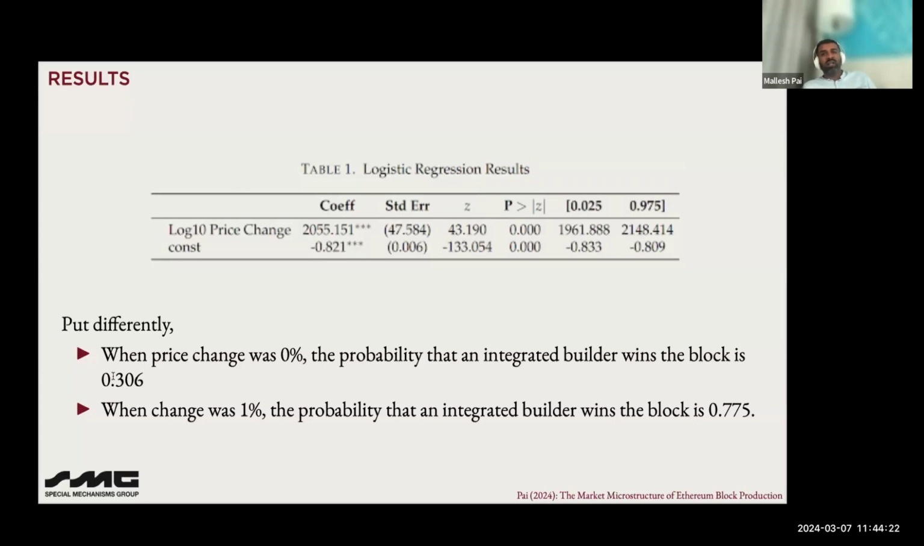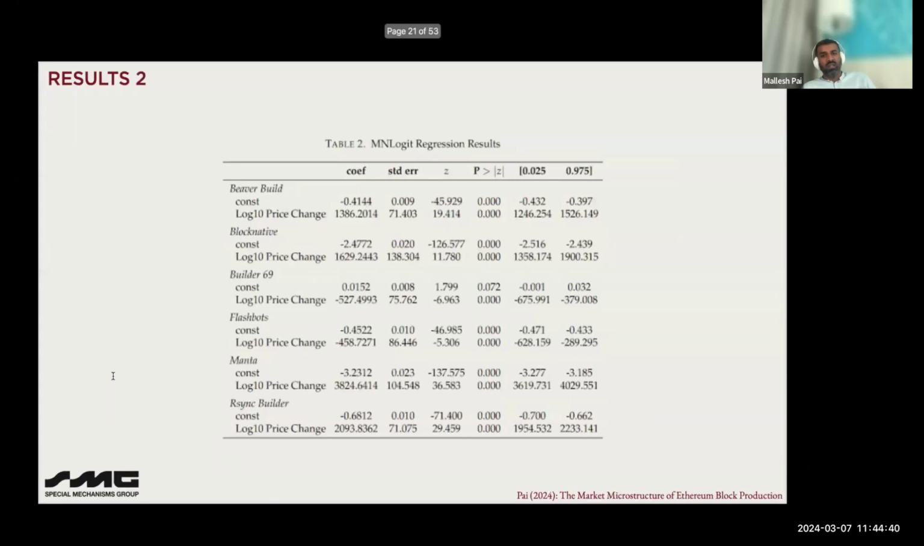So integrated builders win the block more often when there's a lot of price movement, because that's when it is most valuable for them to win the block, because they can put their bots' transactions in and close those arbs between DeFi protocols and the centralized exchange.